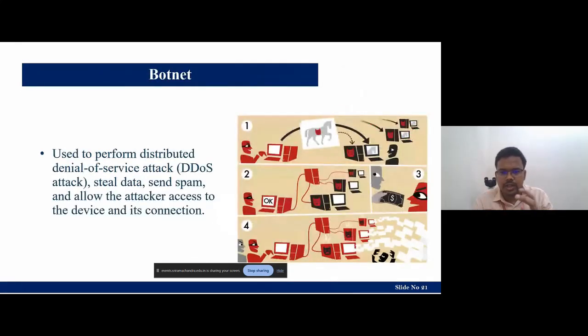Botnet is very important for the DoS and DDoS attacks that we have discussed earlier. It is used to perform distributed denial of service attacks, steal data, and send spam, and it allows the attackers to access the device in a connection. As I said, you can see 1, 2, 3, 4. One is the attacker sending the Trojan virus to the system. Once the system is compromised, it will spread as a worm to another system.